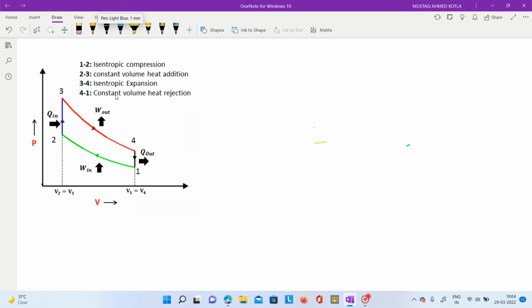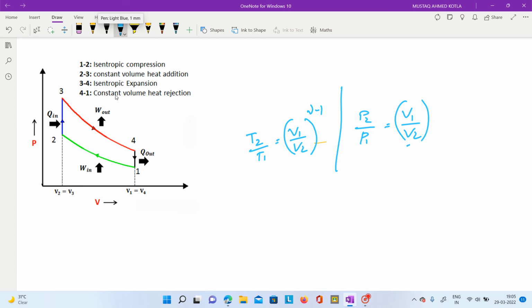What is the temperature we used to find here in area? No idea. Okay, from process 1 to 2, the temperature will be T2 by T1 equals to (V1 by V2) whole power gamma minus 1. Remember this one, and another one: P2 by P1 equals to (V1 by V2) whole power gamma.